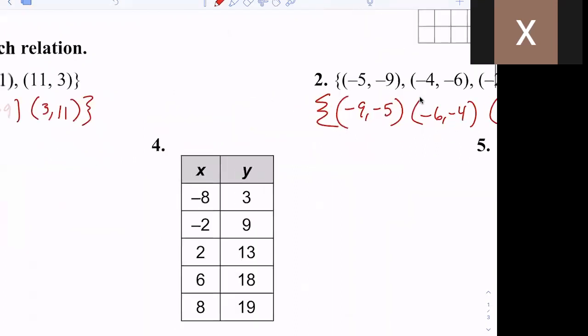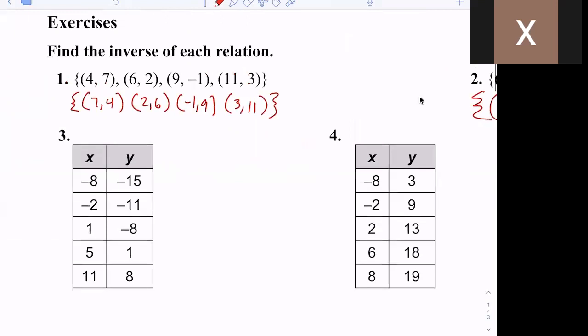Here we go. I'm going to look at number 3. So this is a list of ordered pairs. This over here would be a what? This would be called a table. Everybody with me on that? So now all I have to do is switch the what? The x and y. You just have to switch the x and the y.